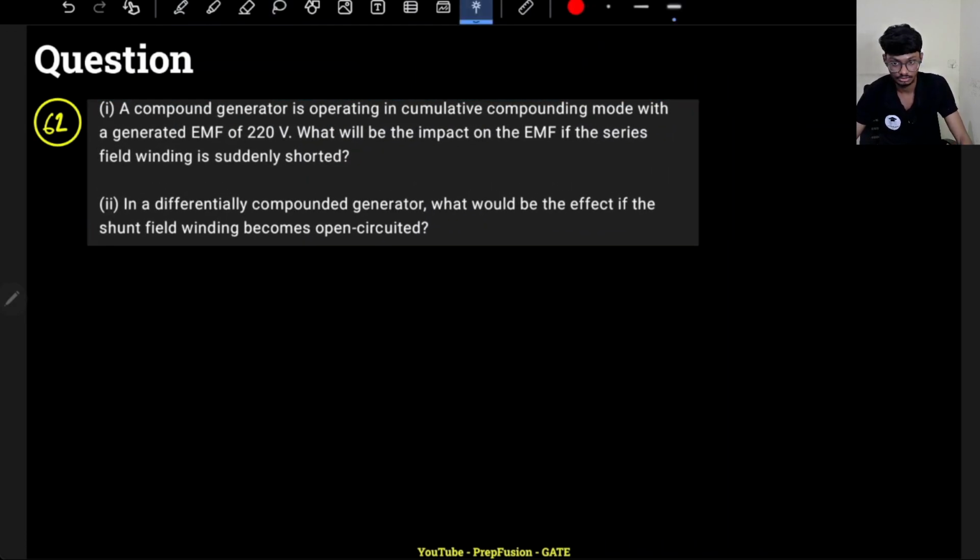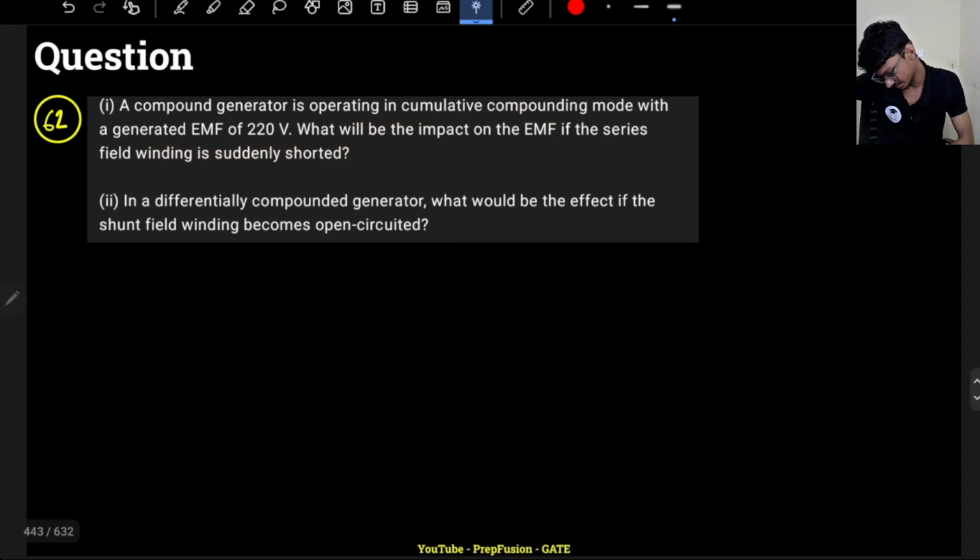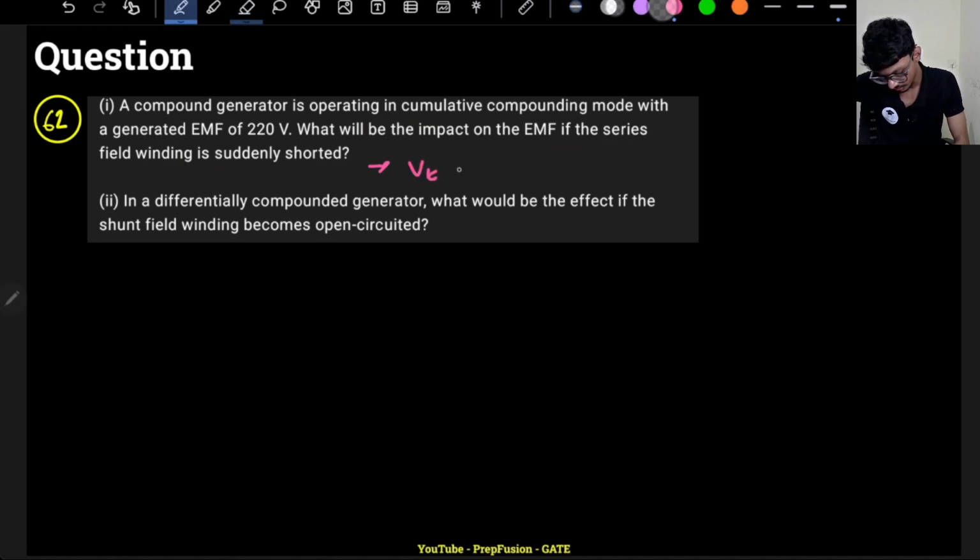Let's do the next question. So, kind of the same kind of question only. A compound generator is operating in cumulative mode. A generated voltage is this. What is the impact if the series winding is suddenly, okay, this is the same question, right? What will happen in this case? It is cumulatively compound, so terminal voltage will reduce, so terminal voltage will go below 220 volts. This we have already discussed, right?